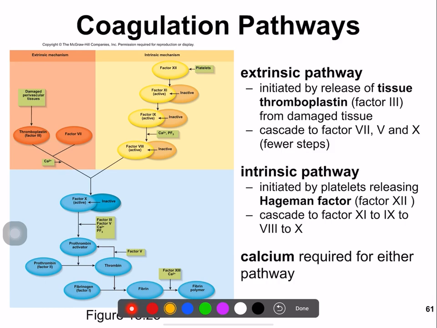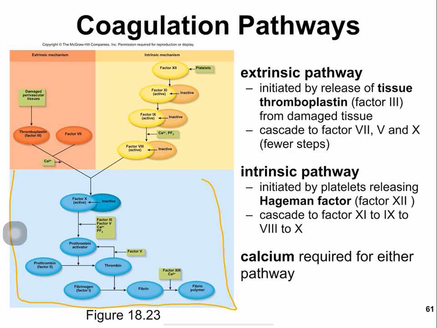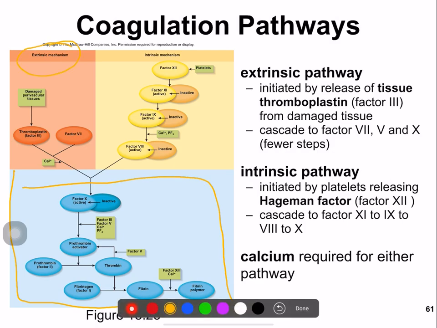Now, once we get down here, and this is where we're really going to spend most of our time and energy, we should know that there's an extrinsic and intrinsic. Both of these lead to factor 10. And that's where we're really going to pick up our knowledge base and really focus in as a class. Inactive factor 10 now becomes activated. There are some other factors, 3, 5, calcium, and PF3. Okay, we're not going to talk much about PF3 and the role of calcium right now. But factor 10 then becomes or initiates the prothrombin activator.